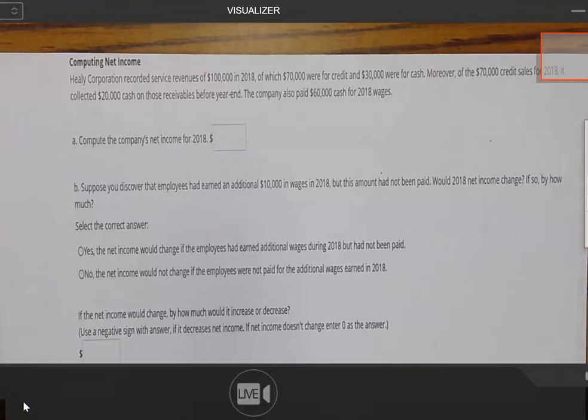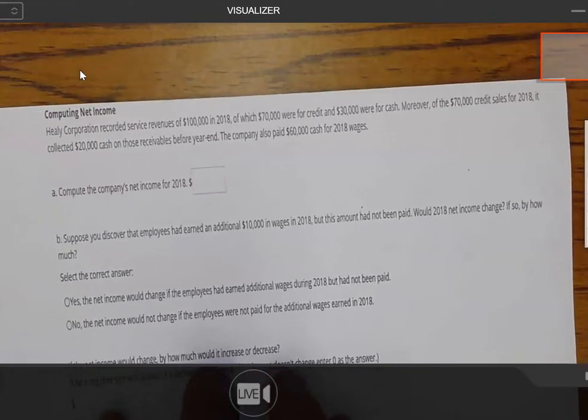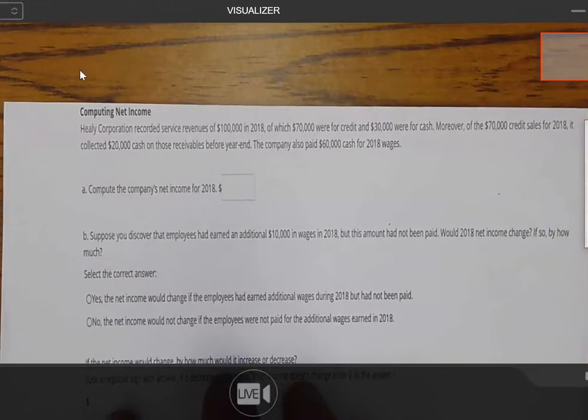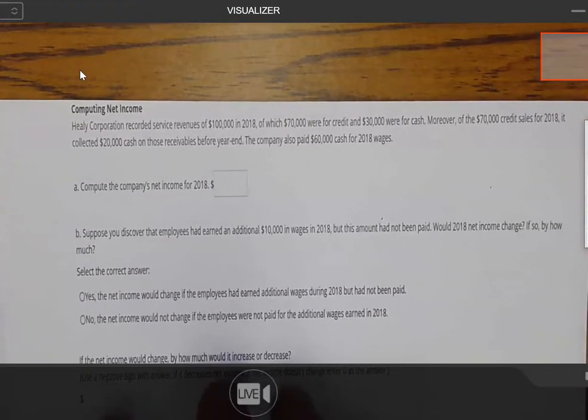All right, so we have a little exercise here titled Computing Net Income. Move this down just a bit here. Let's see what we've got.